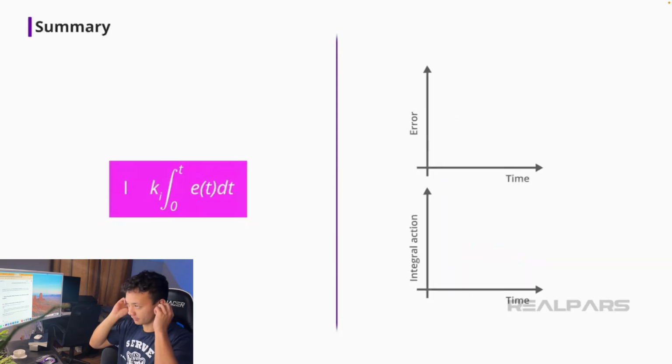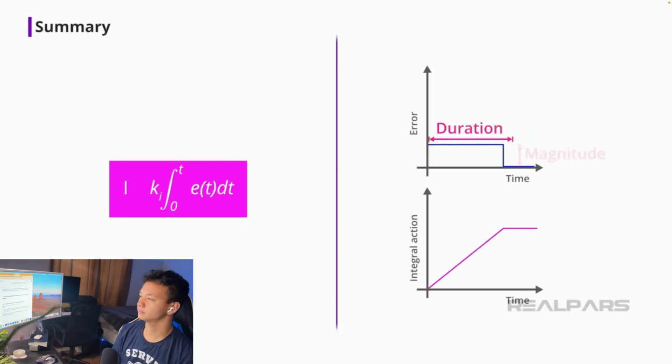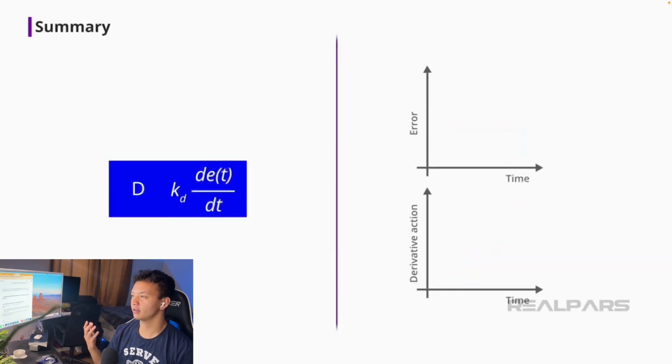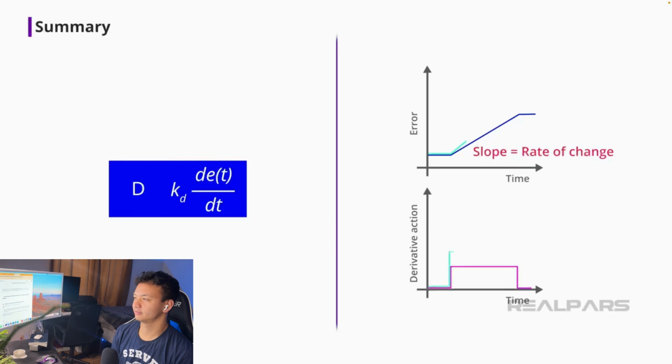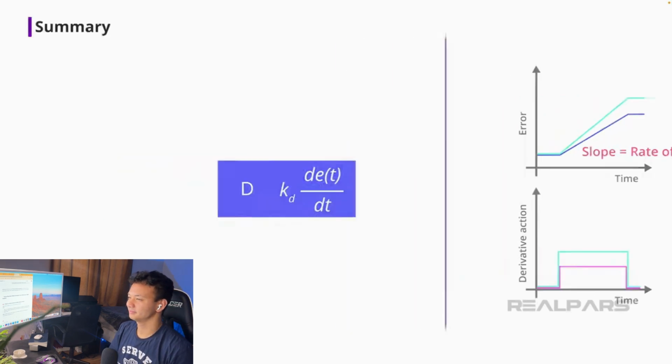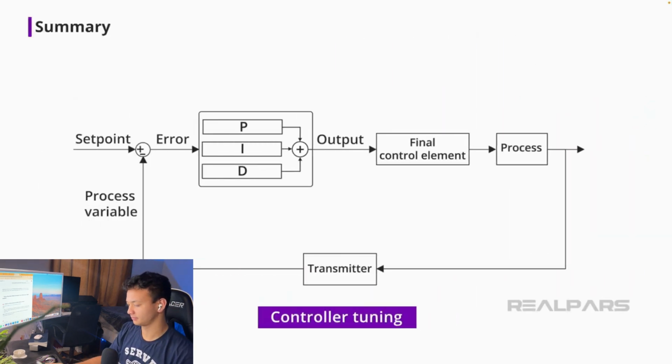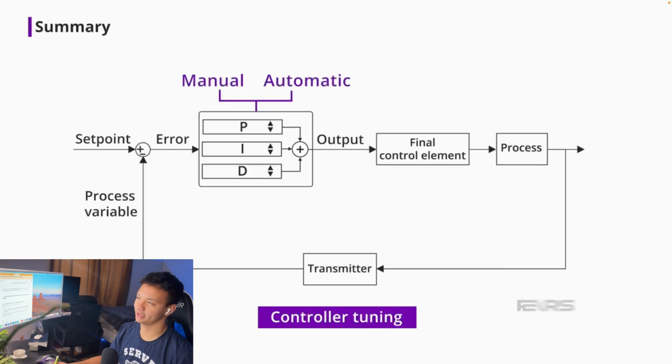The proportional block creates an output signal proportional to the magnitude of the error signal. The integral block creates an output proportional to the duration and magnitude of the error signal. So it's just the integral of the error. The derivative block then creates an output signal proportional to the rate of change of the error signal. Controller tuning involves correctly setting the controller P, I, and D values for specific process requirements, either manually or automatically. Automatic. So sick.